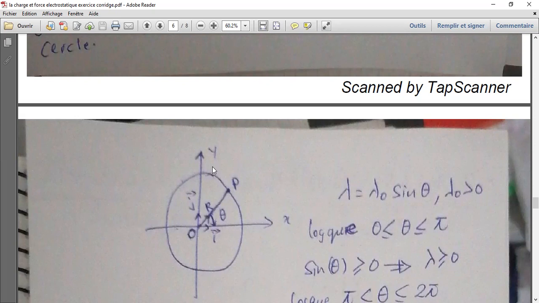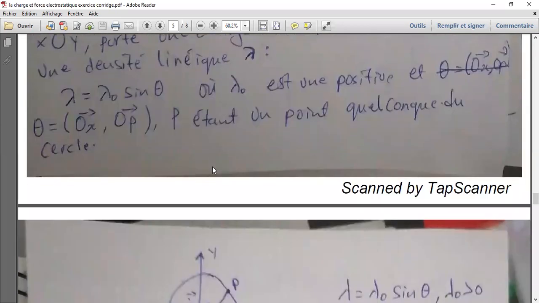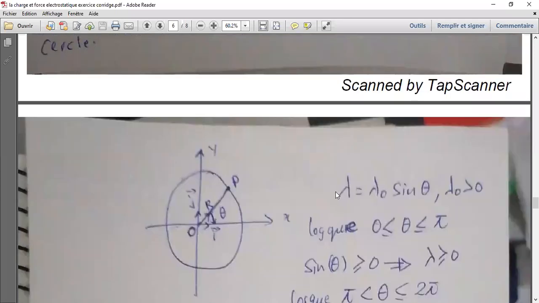And they have said that your lambda is equal to lambda 0 sine theta, where lambda 0 is greater than 0, meaning it is always positive. But for your sine theta, they haven't specified.